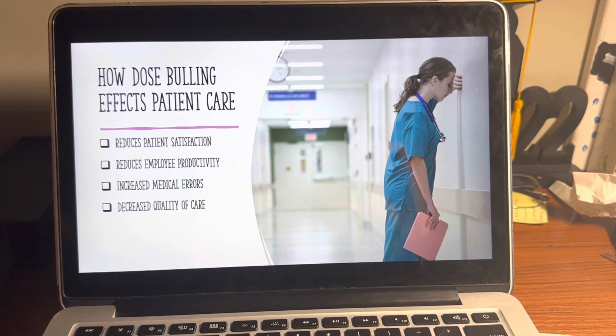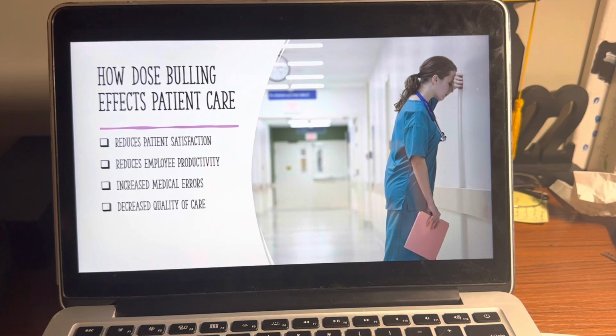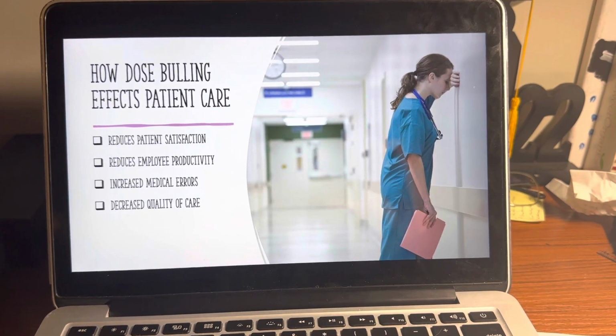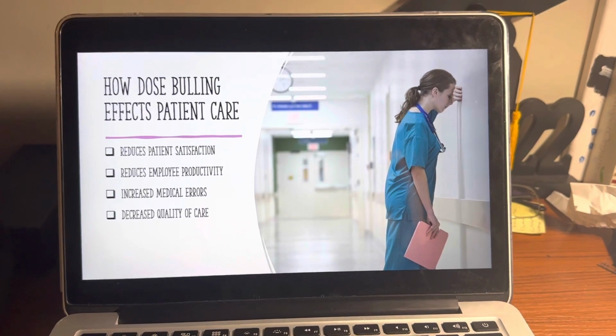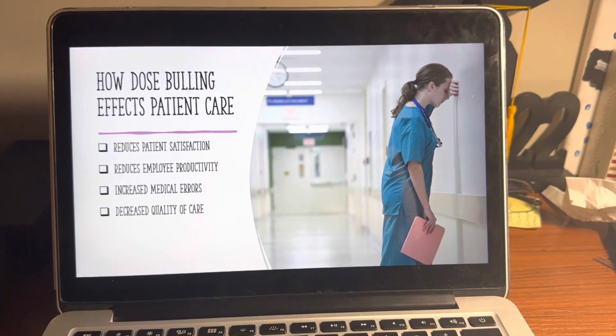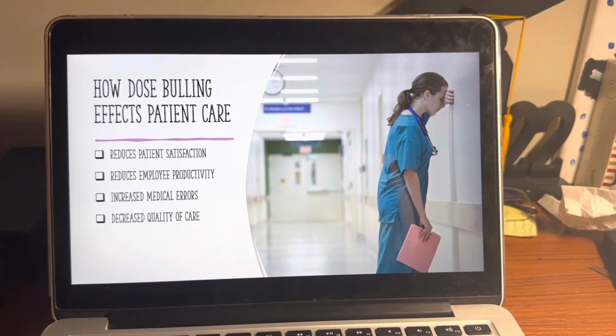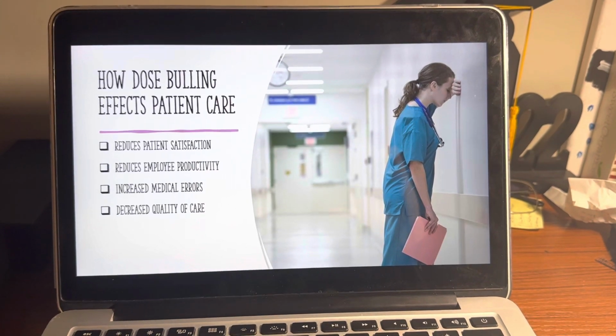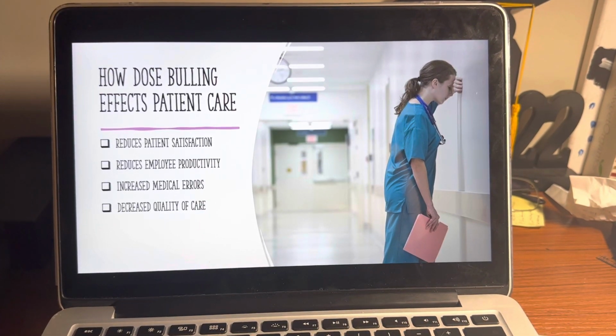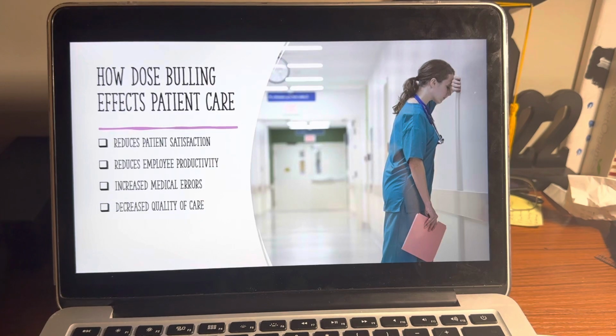Inappropriate behavior in the workplace negatively affects both healthcare providers and patients. It reduces patient satisfaction, reduces employee productivity, increases medical errors, and decreases quality of care.